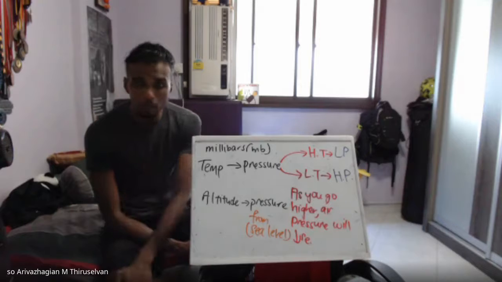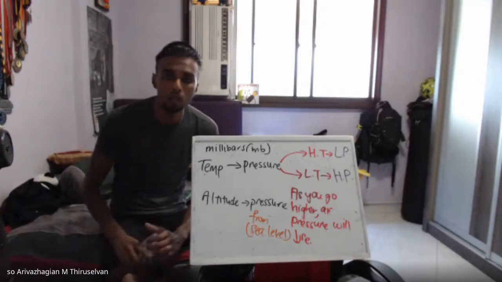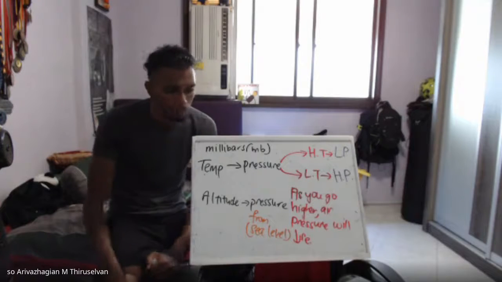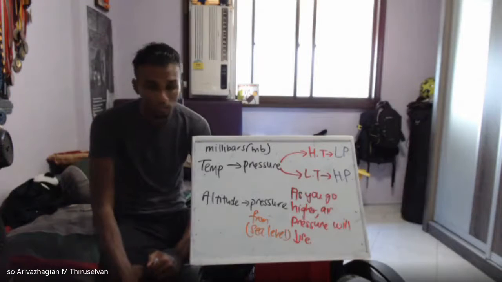Have a thought about it. You don't need to answer this one on the Google Classroom, but think about it. What's the reason why this relationship exists? And that's it for today.